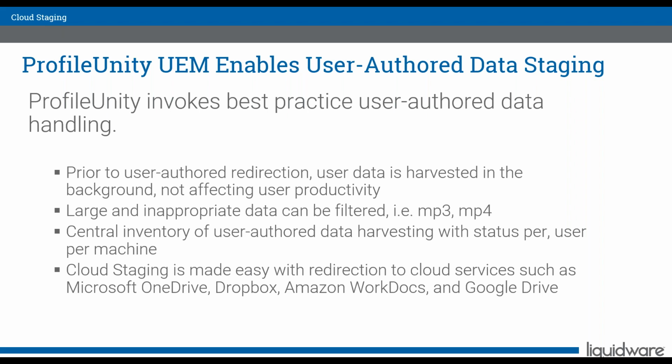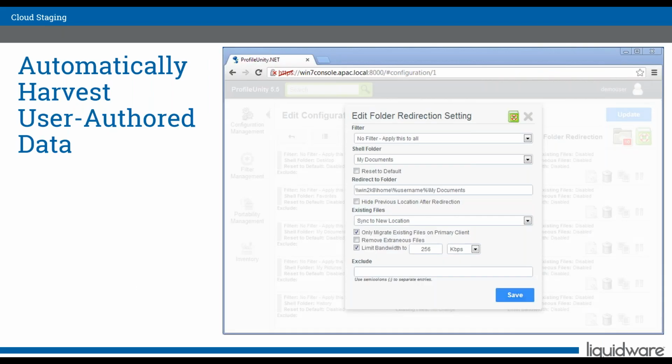So here's the way that works. Prior to user authored data redirection, you can say what to do with that data, and we'll redirect it. We can do excludes, MP3s, MP4 files, large files that the user may not need. We can exclude a lot of things, and then we can sync those up to those cloud areas for documents. In this case, here's our UI and where this would happen.